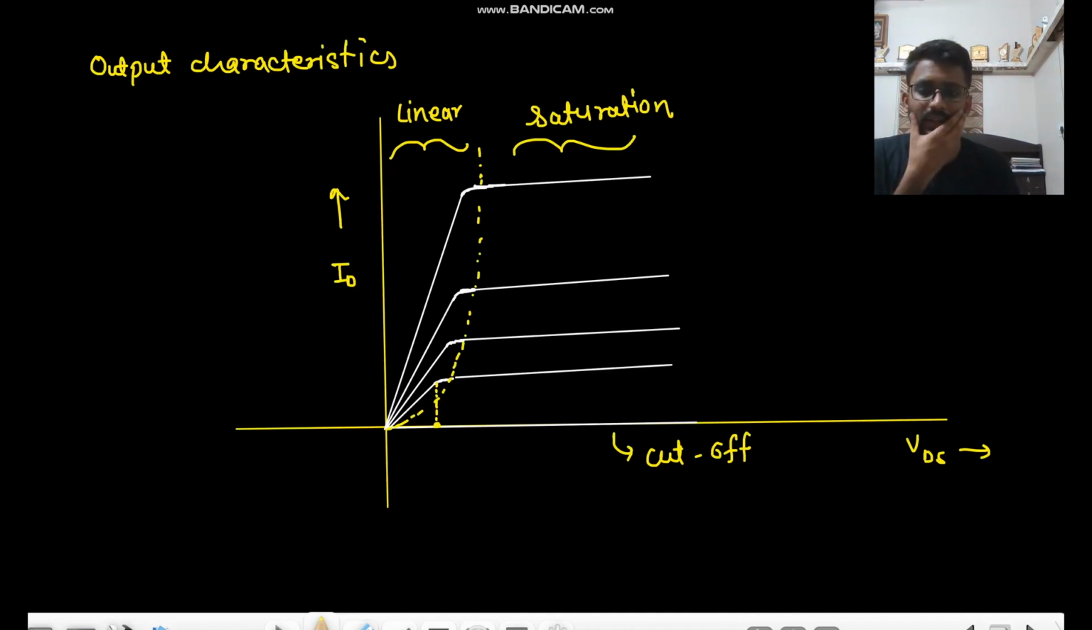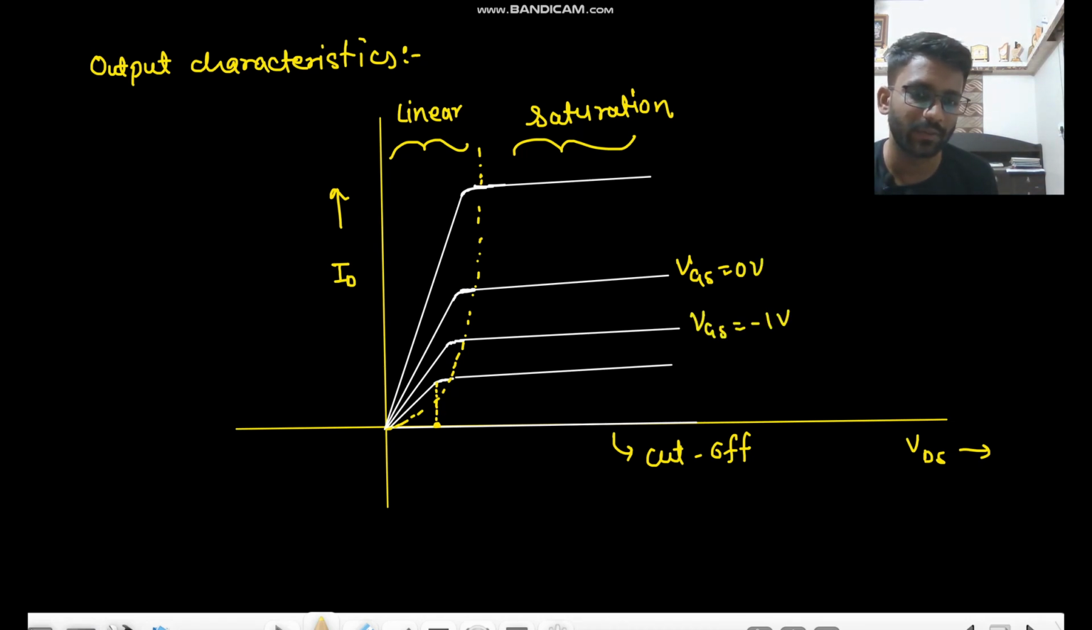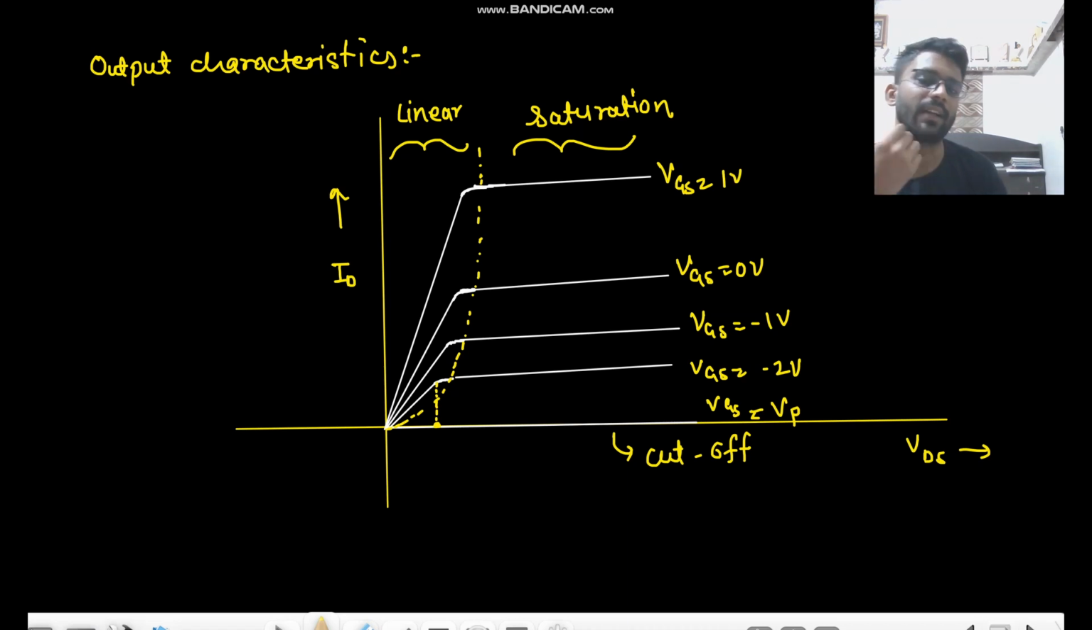Okay, so here what we can see is the complete output characteristics. Let us assume this is VGS equals 0 volt. This will be VGS equals -1 volt, VGS equals -2 volt, and VGS equals VP. Okay, and this would be VGS equals plus 1 volt, and again you can increase more and the current will increase. So this is the complete characteristic. This is the output characteristic, ID versus VDS, output current versus output voltage.